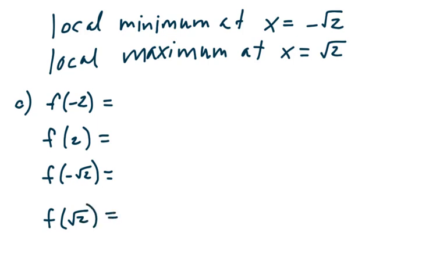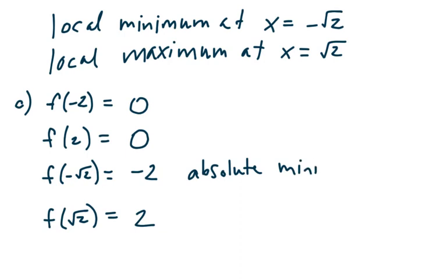So I did this ahead of time and plugged all these values in. So f of minus 2 is 0, f of 2 is 0, f of minus root 2 comes out to be minus 2, and f of root 2 comes out to be 2. So that tells us that at minus root 2, we have an absolute minimum. At root 2, we have an absolute maximum.